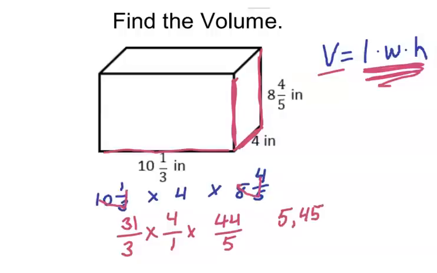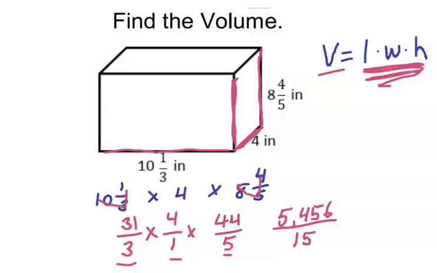5,456. It's a big number. So then we do this. 3 times 1 times 5. 3 times 1 is 3. 3 times 5 is 15. All right, so now we need to find out how many times 15 goes into 5,456.